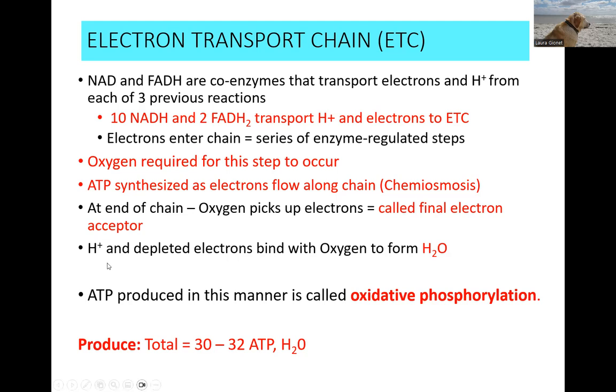Remember, hydrogen has an atomic number of 1, which means it has 1 proton, and it had 1 electron, but it's an ion. And so all it is is a traveling proton, positive charge. Okay. So hydrogen and depleted electrons bind with oxygen to form water, and that's going to be one of the byproducts of this as well. When we produce ATP in this manner, it's called oxidative phosphorylation. And the total is about 30 to 32 ATP and water.